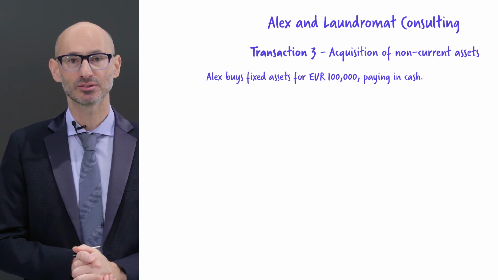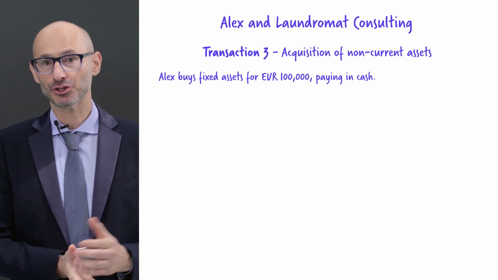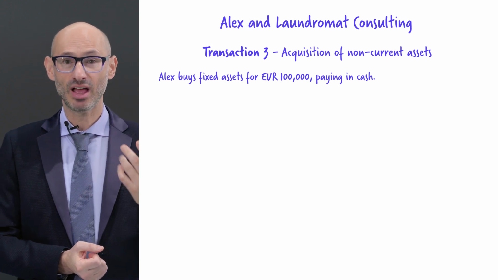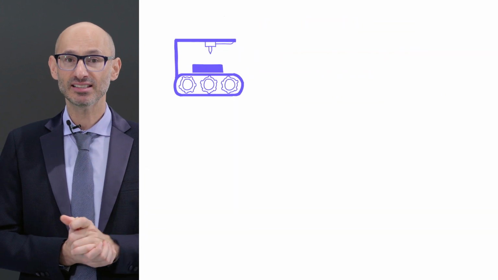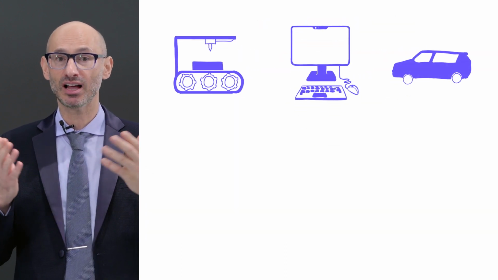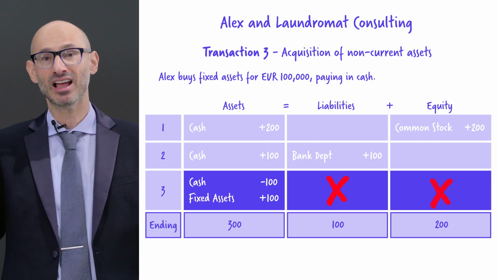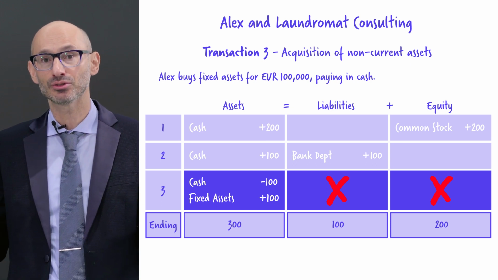To start his consulting business, Alex needs to buy some long-term assets, and these cost $100,000. He pays in cash. Now cash goes down in the balance sheet, and instead we have a new account that is called fixed assets. These fixed assets can be machines, computers, cars, or furniture. As you see, in the transaction, we do not touch liabilities or equity. The right-hand side of the accounting equation is not touched.